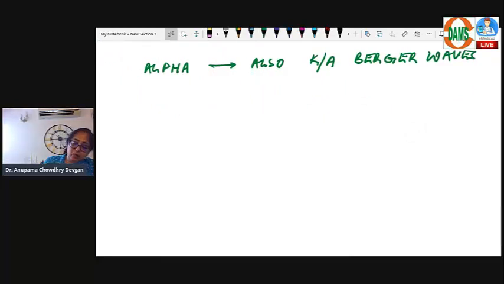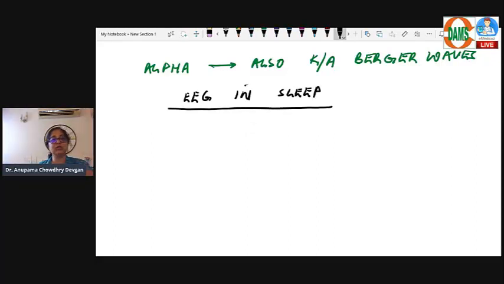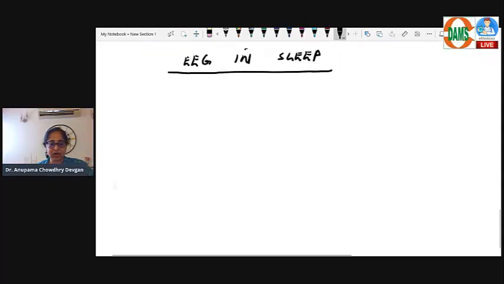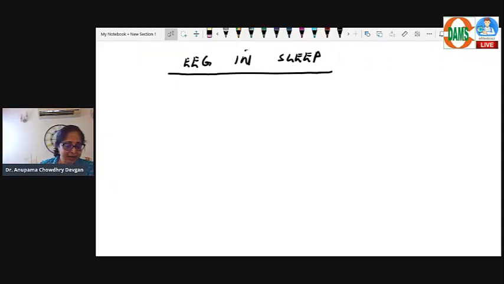What are the EEG in sleep? Let's see the EEG in sleep. What is the sleep cycle and what is the EEG which is seen in sleep? Right? EEG waves. These are in sleep.